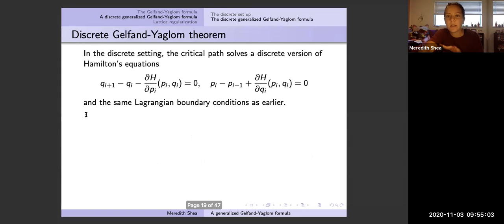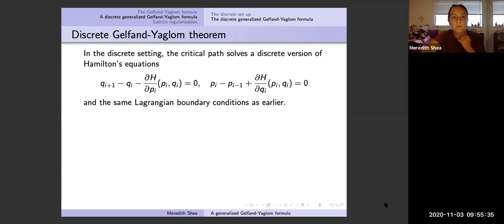And we also get just like a discrete version of Hamilton's equations, which makes perfect sense. The only weird thing is there's this funny index thing that happens where P is kind of like lagged. It's like a lag system, I guess. This, I think you probably can get rid of if you choose a slightly different version of the discrete action functional, but these work just fine too. And again, we have Lagrangian boundary conditions. They're exactly the same as before.